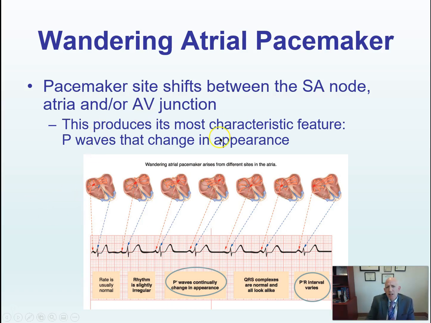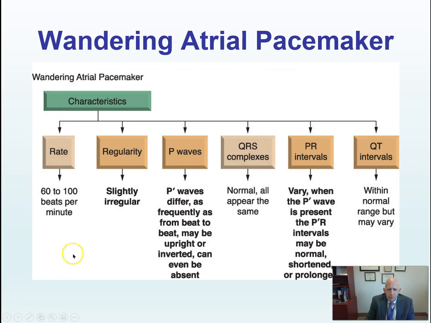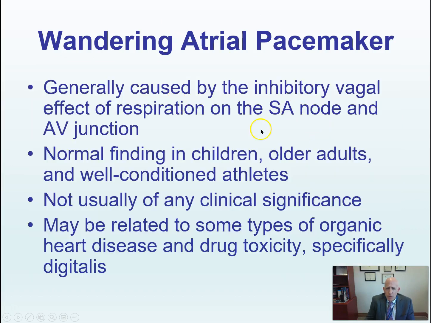Now, typically, this is going to be a fairly normal rate. It might be a little bit slower, but it's generally not what we consider tachycardia. That has a different name when it's fast and has different atrial sites. We'll talk about that in the atrial arrhythmia lecture. So here's our diagram of what you look for to diagnose wandering atrial pacemaker on a rhythm strip or on a 12-lead EKG.